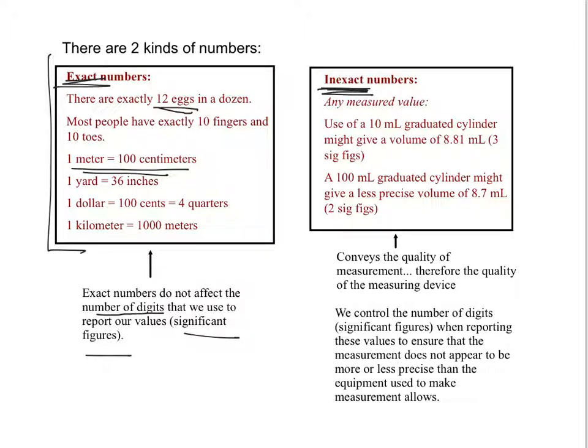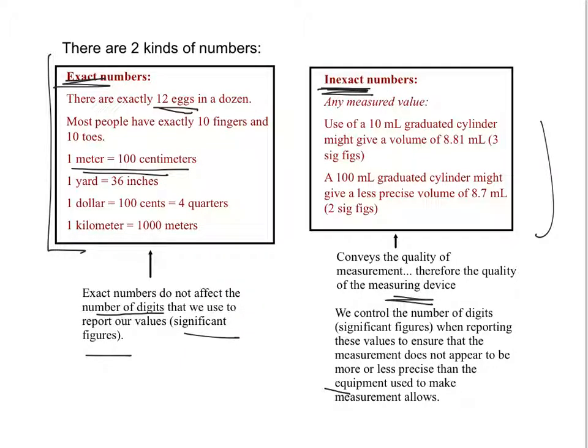The thing about these values is that they convey the quality of the measurement. So it has to do with the quality of that measuring device. And so what we'll be able to do is control the number of digits when reporting these values to ensure that the measurement does not appear to be more or less precise than that equipment actually allows that measurement to be.